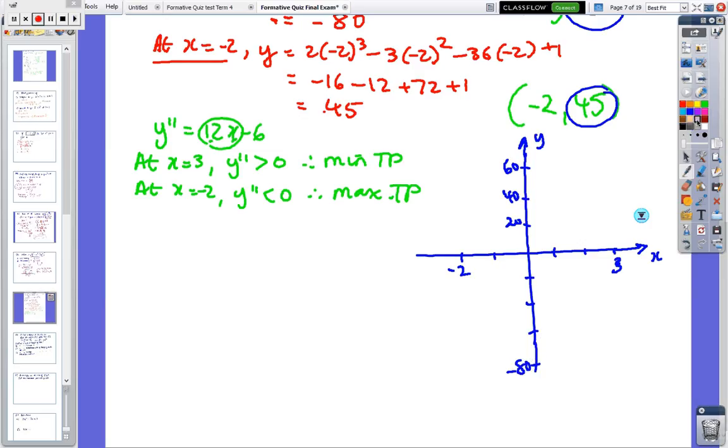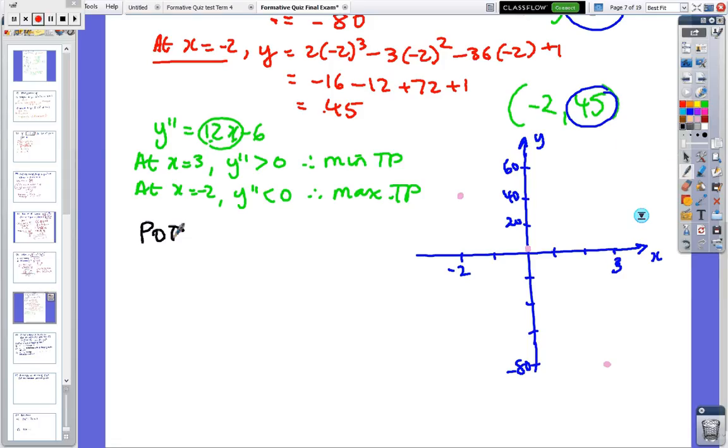Okay, so we've got minus 2, 45, so that's about there. 3 minus 80 is about there. The y-intercept was 1, so that's about there. So now we have to do our point of inflection.